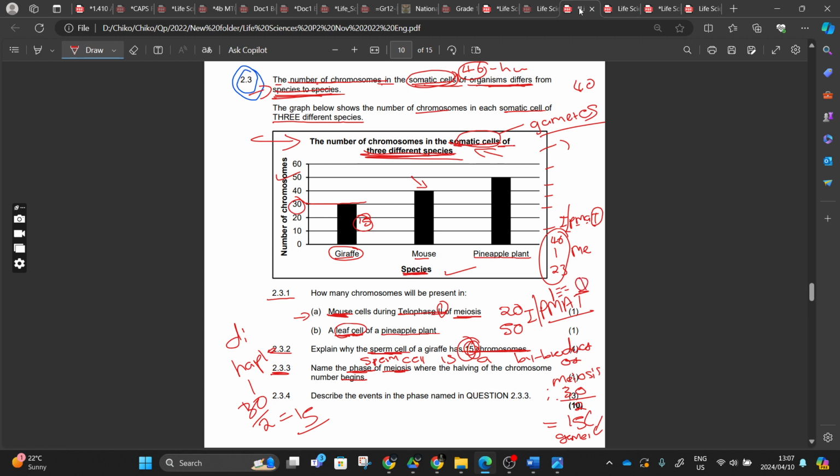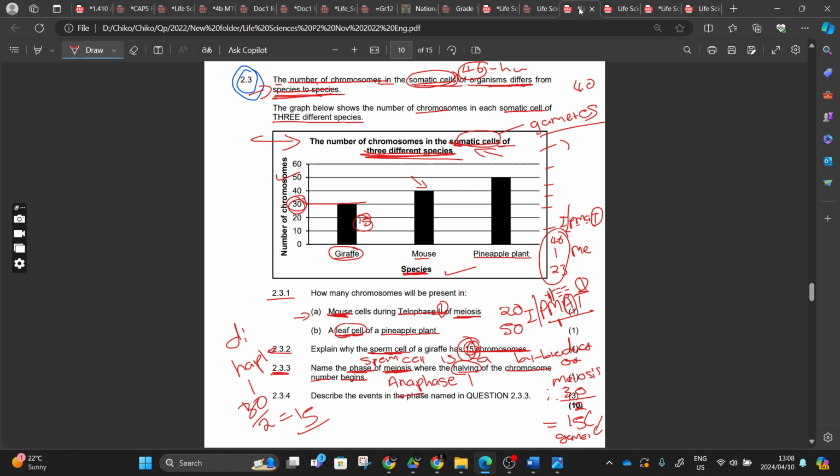So anything that happened before our chromosomes align at the equator in metaphase, we have them at prophase. Then after, the chromosomes start now to divide, right? In the homologous pair, now they start to divide. So name the phase of meiosis where the halving of the chromosome number begins. If we were saying that we have 30, show us where this 30 divides to 15, then we are going to say this will be anaphase, right? Anaphase 1.